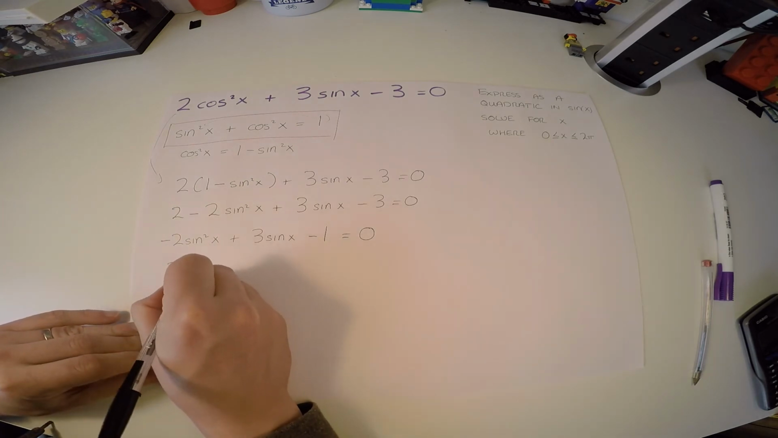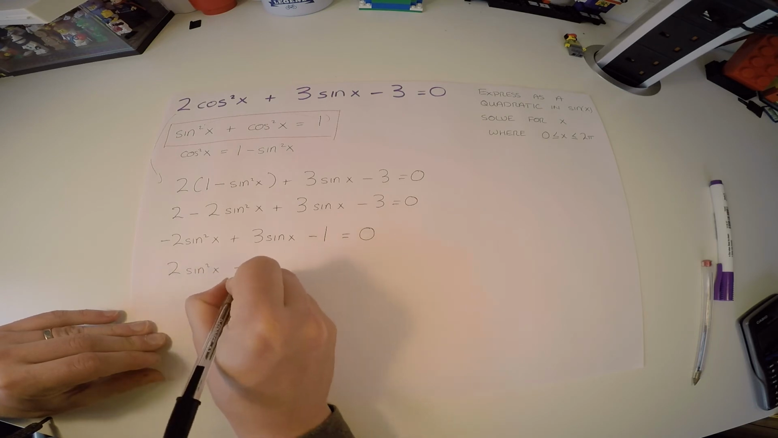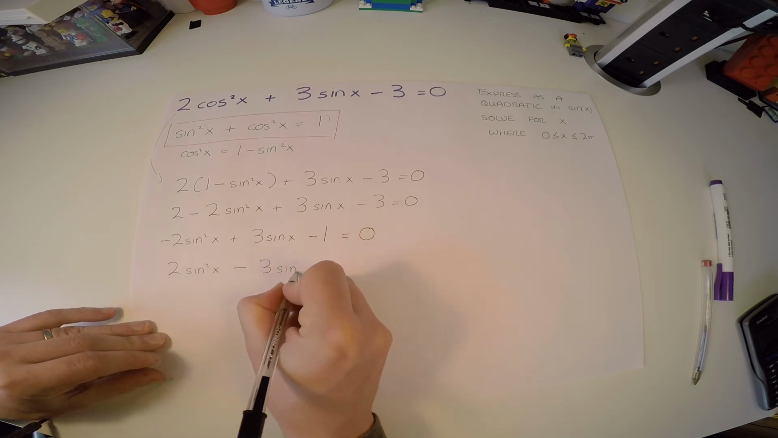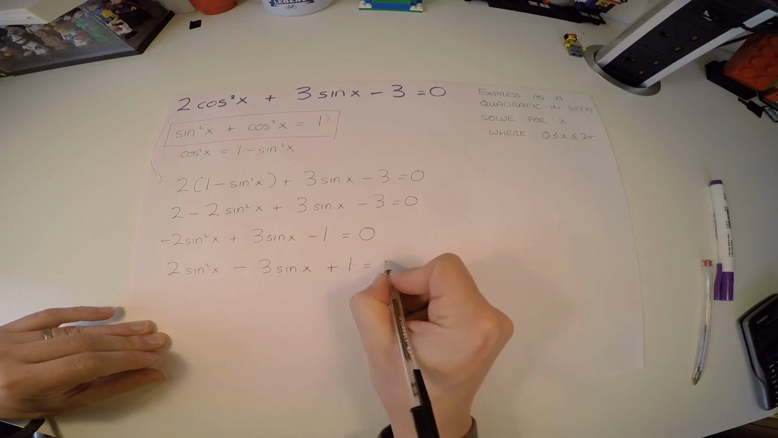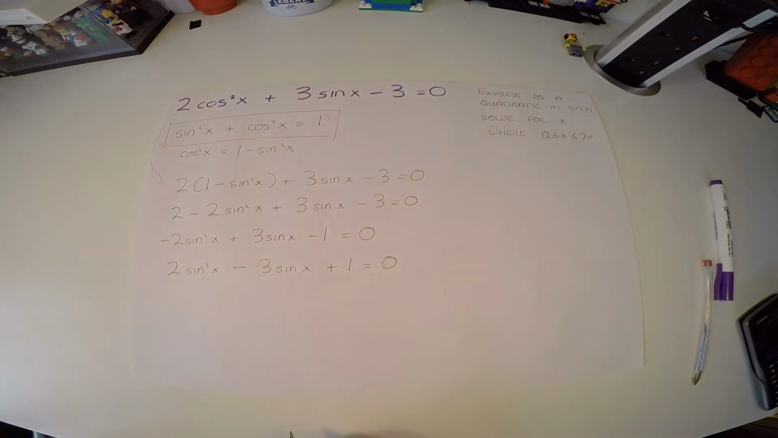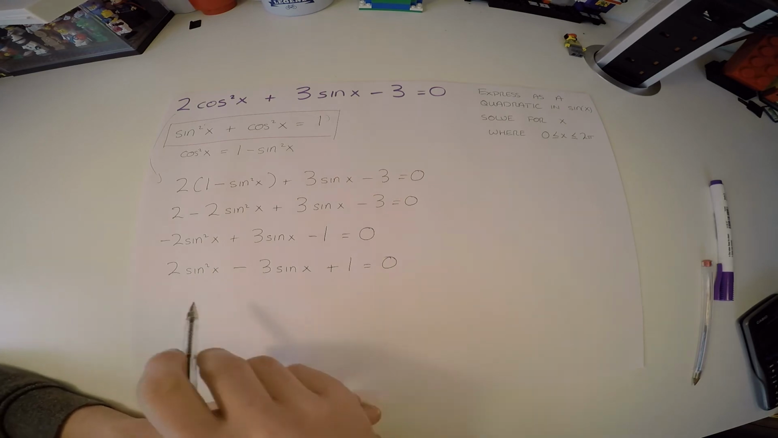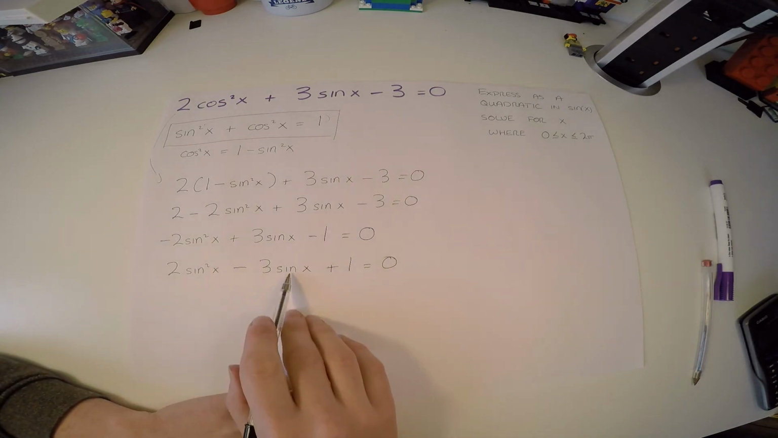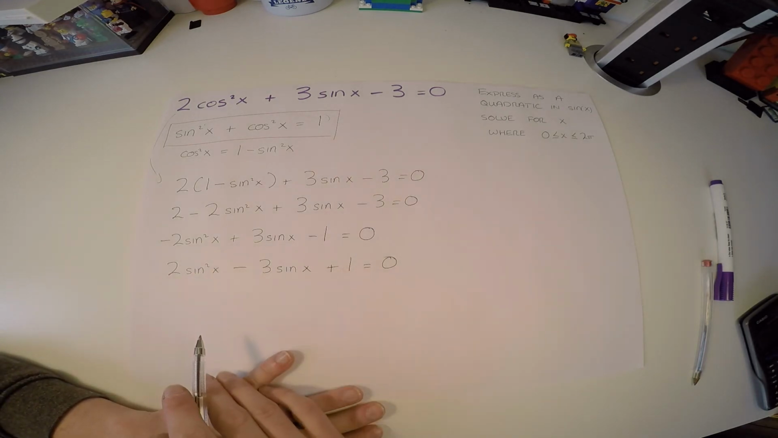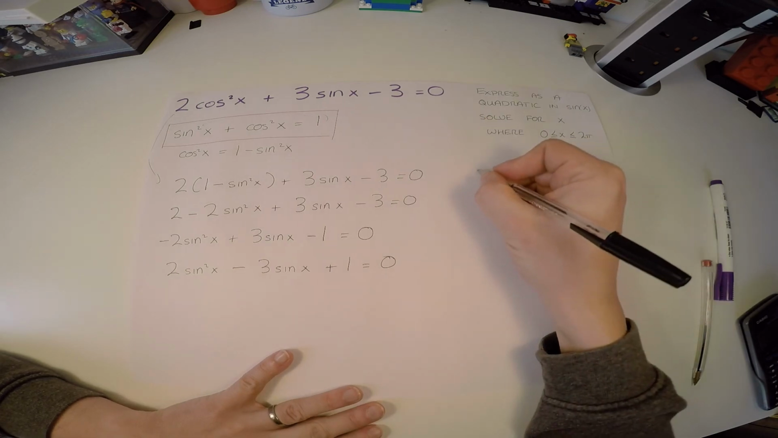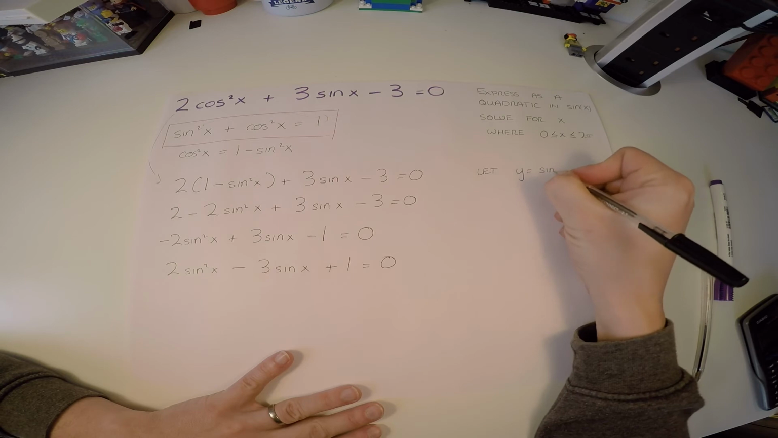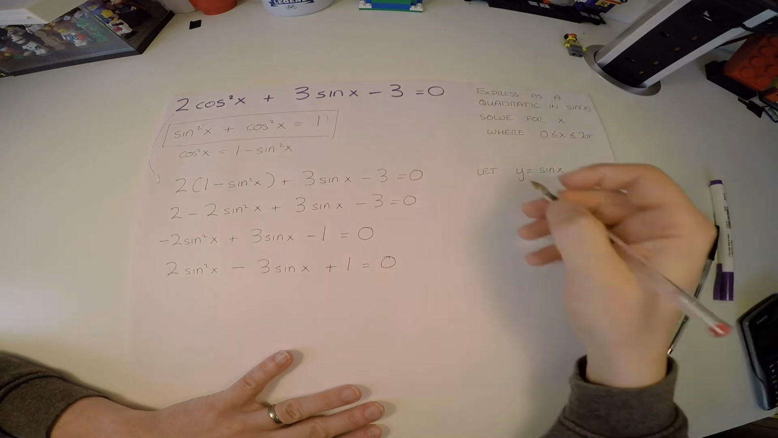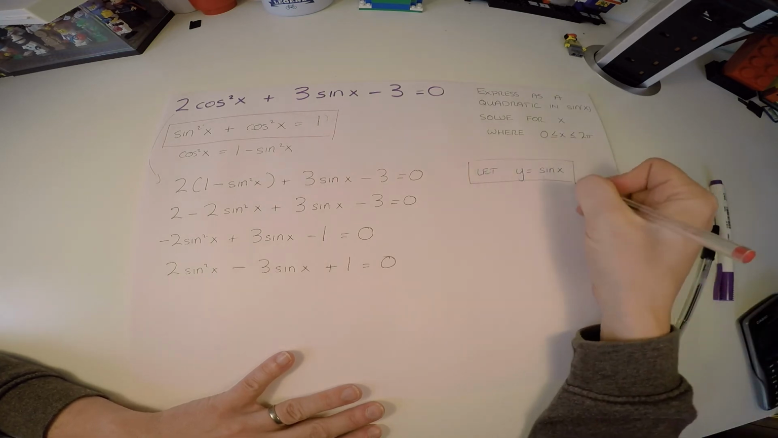That's going to give me 2 sine squared x minus 3 sine x, plus 1 equals 0. Now I'm going to do a substitution. So this is something squared, this is not squared, this is a constant here. So what about this substitution? What about, say, we let y equal sine of x? We can't forget this substitution.